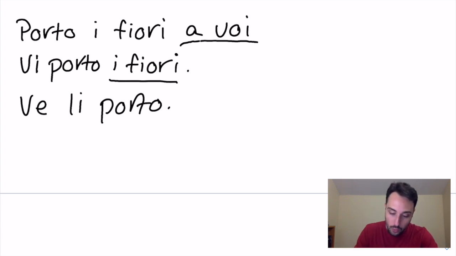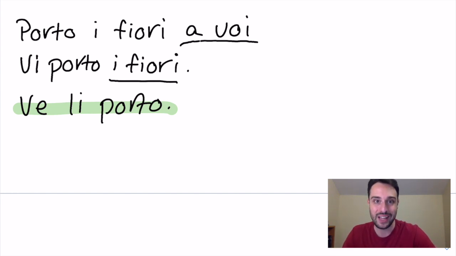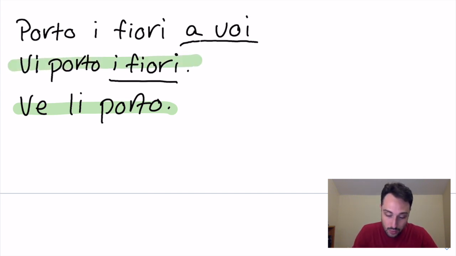Do you always have to say ve li porto? The answer is no. You don't always have to say that. Is it cool if you're able to say that as a student of Italian? Yeah, of course it's cool. Does it sound like you've got a mastery of the language if you're able to think of that on the spot while you're in the midst of a conversation? Yeah, absolutely. But you don't have to do it. It's very, very common just to replace either the direct or the indirect object of a sentence. So don't stress out about it too much.